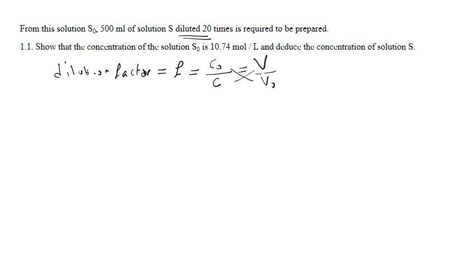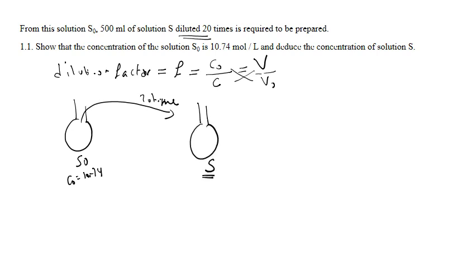In this exercise, the solution prepared above was known as S0, which has concentration C0 equal to 10.74. We make a dilution of the solution S0 20 times to get a new solution, which is known as solution S. Solution S is a diluted one. So what is the concentration of solution S? Since the dilution factor is given, we can use it. Dilution factor equals C0 over C. We need C, so it is C0 over the dilution factor.